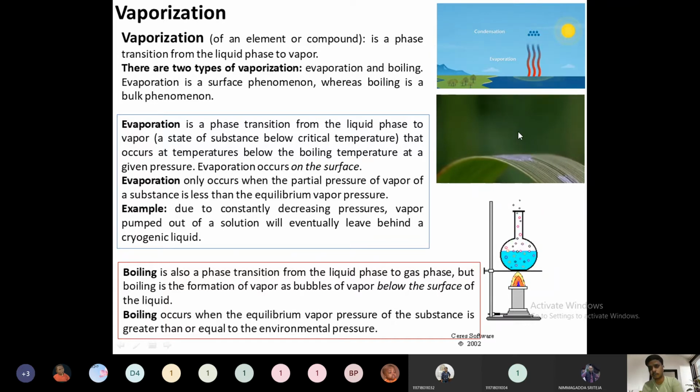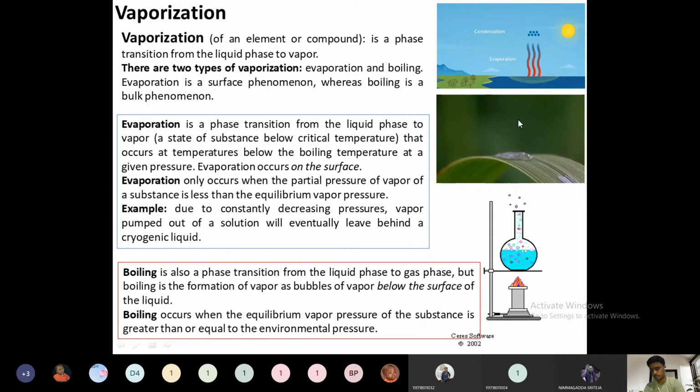Okay, evaporation can take place below the boiling point of that liquid also, but the boiling will take place only when the particular liquid has reached its boiling point. Boiling point is nothing but the temperature at which the vapor pressure of this liquid is equal to the surrounding pressure or atmospheric pressure. Then only the boiling will take place.